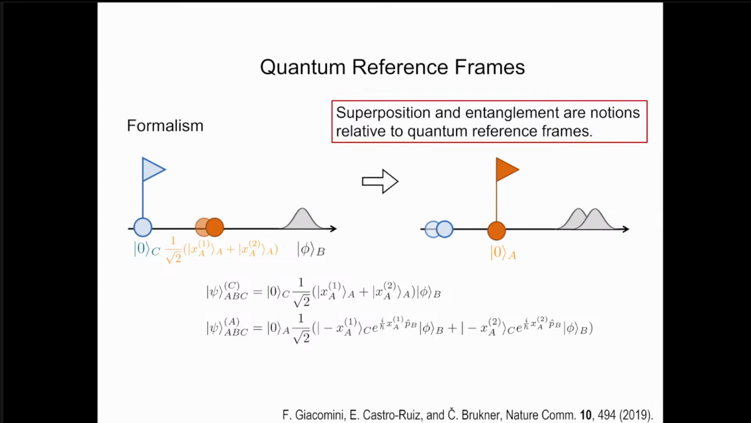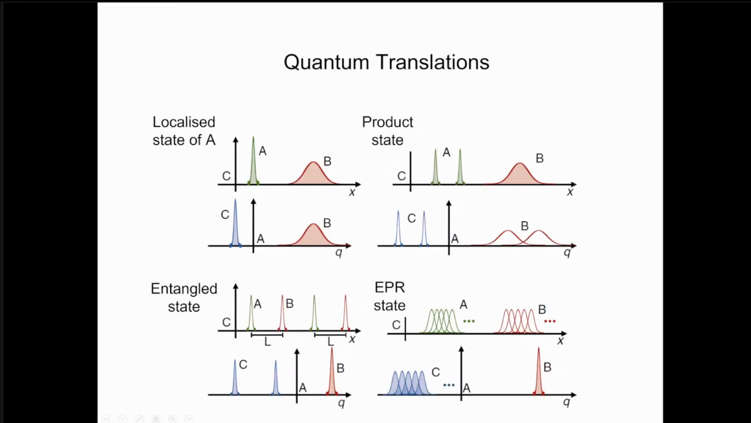But now, because the reference frames themselves can be in quantum mechanical states, this becomes a relative notion. And here are some examples of what I just told you. One of them being something which we already mentioned. That's the case when both C and A are well localized. Well, then nothing dramatically changed from jumping from C to A.